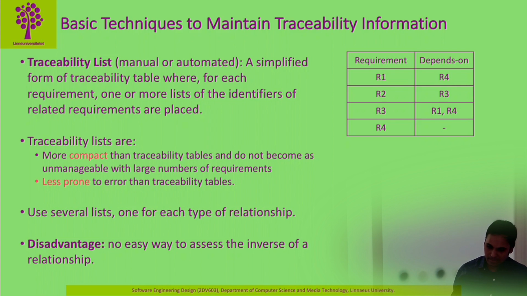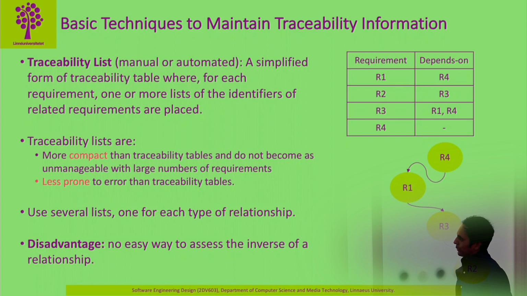But this list can be converted to a graph. In the graph, as I mentioned before, R1 depends on R4, so you must implement R4 before R1, right? So in the graph, R4 comes before R1. Then R2 also depends on R3, so you must implement R3 before R2. So R3 comes before R2. And R3 depends on R1 and R4, so R1 and R4 must come before R3.